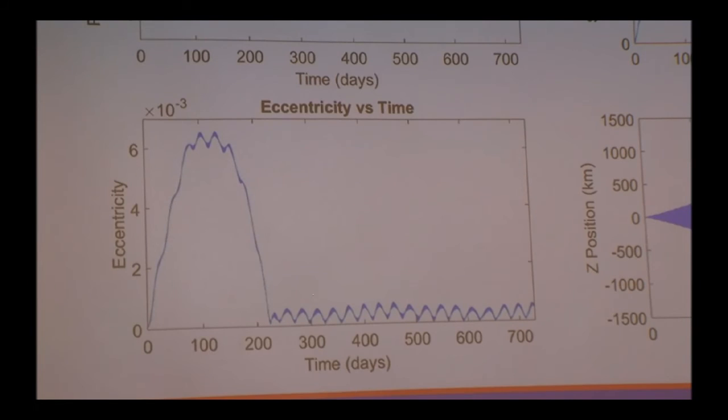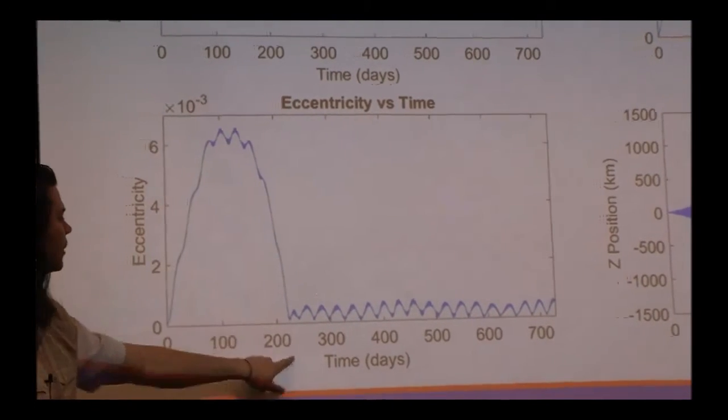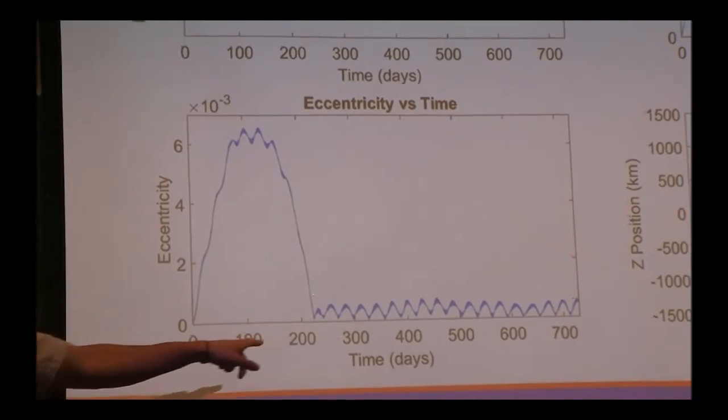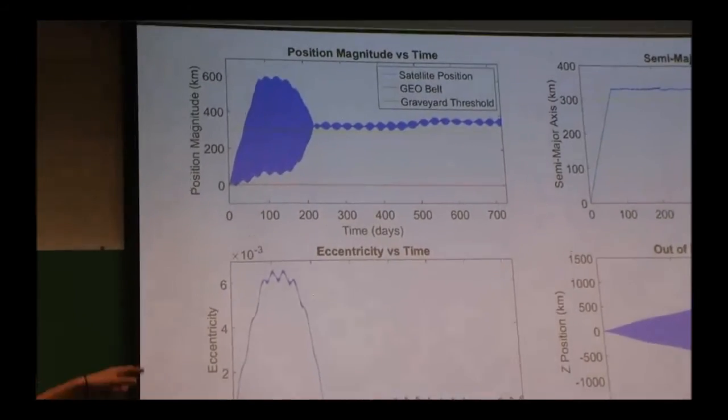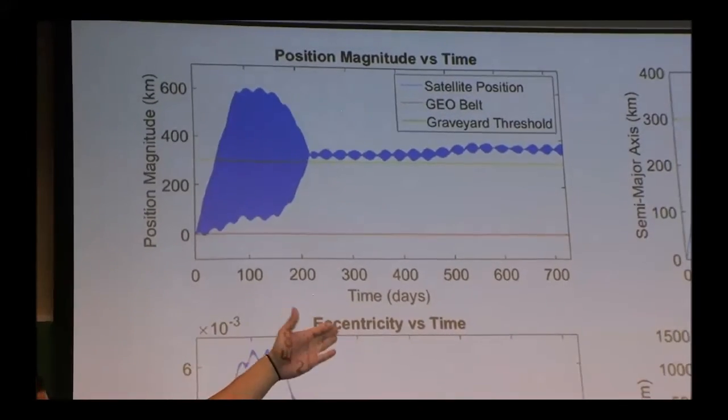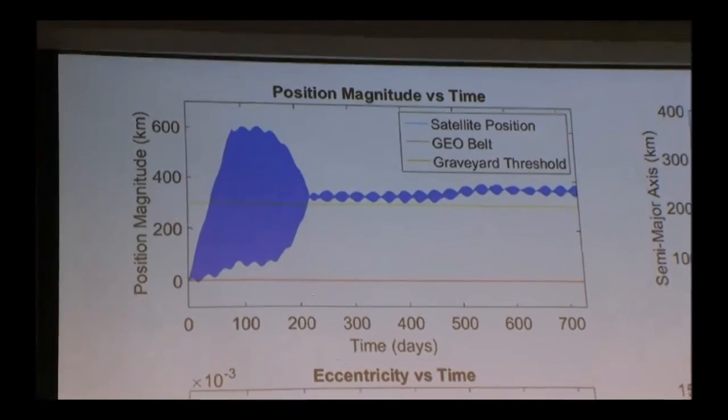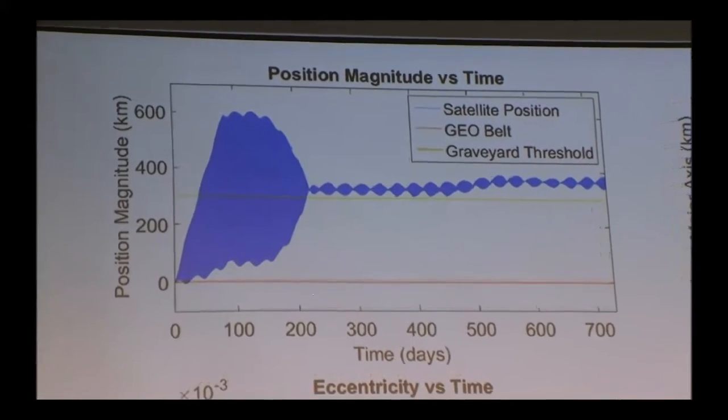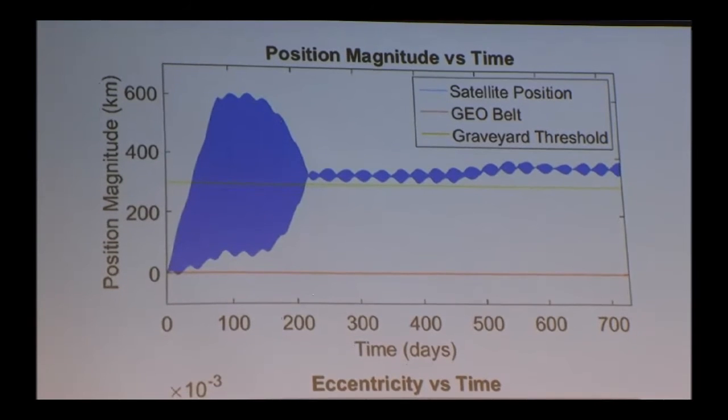And basically, here's the point. This is what I want to get to. Using solar radiation pressure, eventually, yeah, we can drive this eccentricity down, make it a circular orbit, and we still maintain a desired semi-major axis above our graveyard threshold. And this is all using a natural perturbation force in the environment. We use zero propellant. We're just manipulating physics.